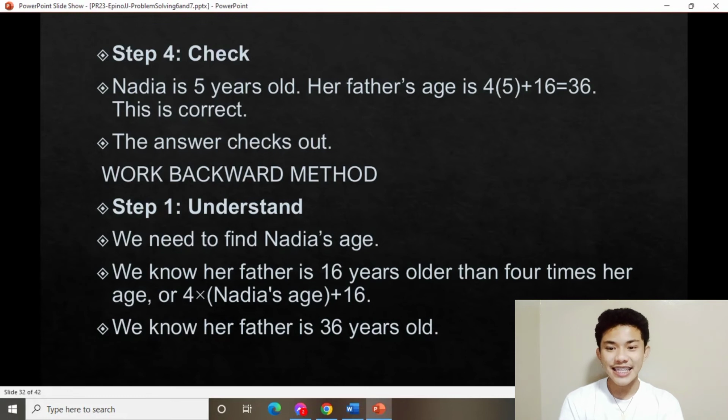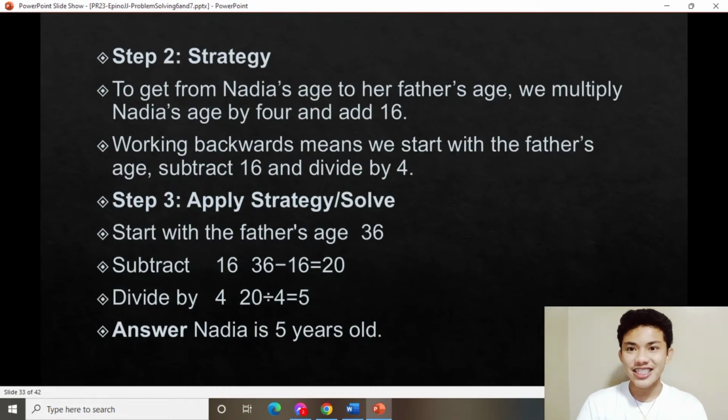Work backward method. Step 1, understand. We need to find Nadia's age. We know her father is 16 years older than 4 times her age, or 4 times Nadia's age plus 16. We know her father is 36 years old. Step 2, strategy. To get from Nadia's age to her father's age, we multiply Nadia's age by 4 and add 16. Working backward means start with the father's age, subtract 16, and divide by 4.